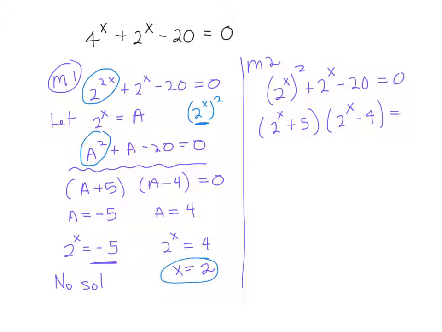Recognizing that this is factorable, it's a little hard to see, but hopefully after doing a couple of the homework questions, you'll be able to do so. The rest of the steps are the same. You set 2 to the x equal to negative 5, 2 to the x is equal to 4. On the left side, since 2 to the x cannot be a negative number in any case, this has no solution, but on the right side, x must be equal to 2.